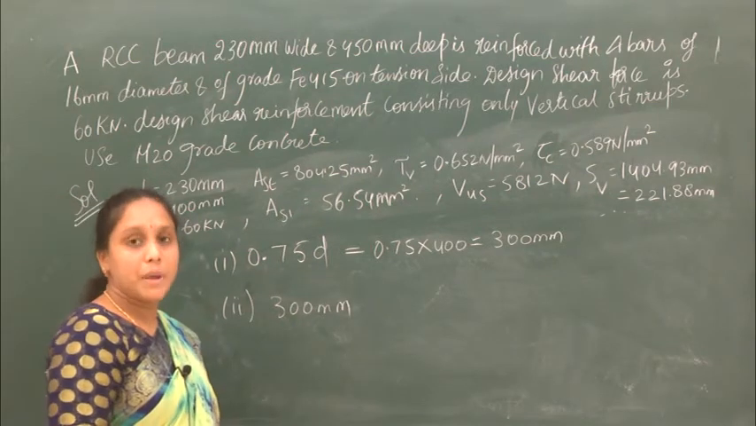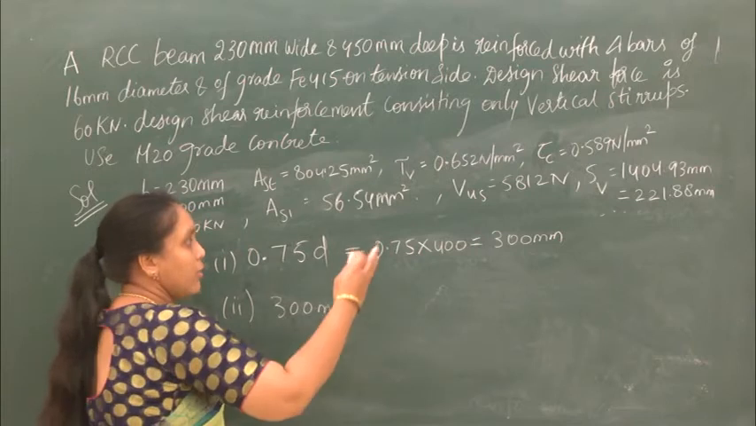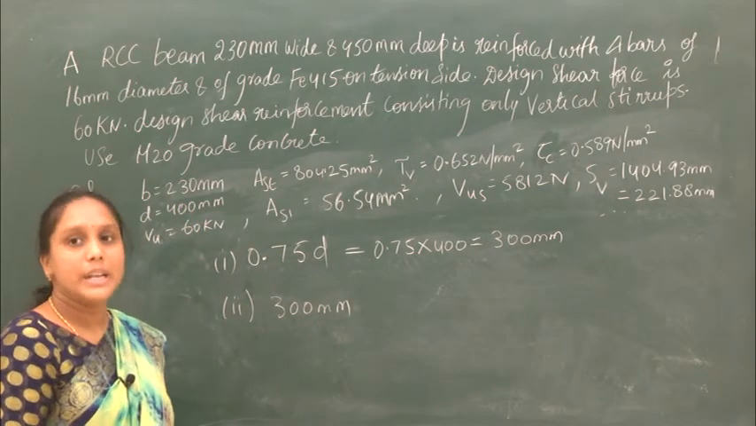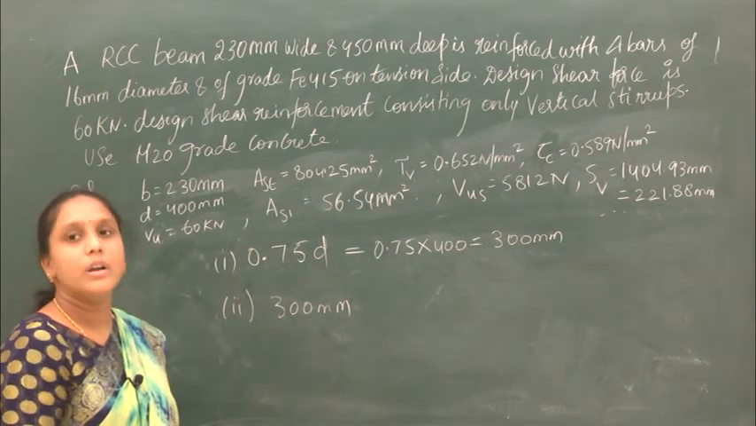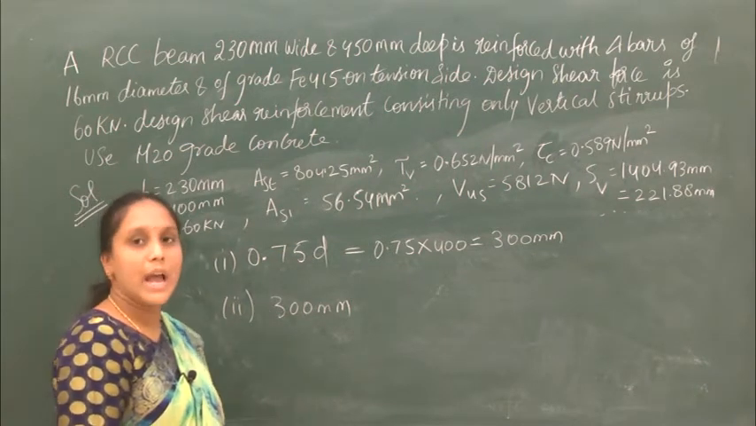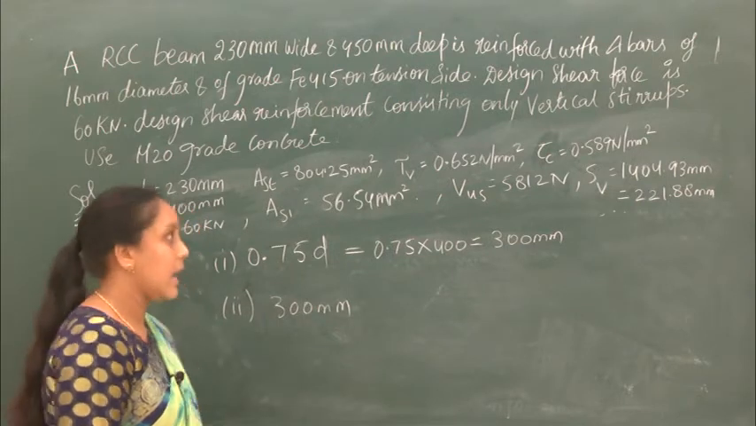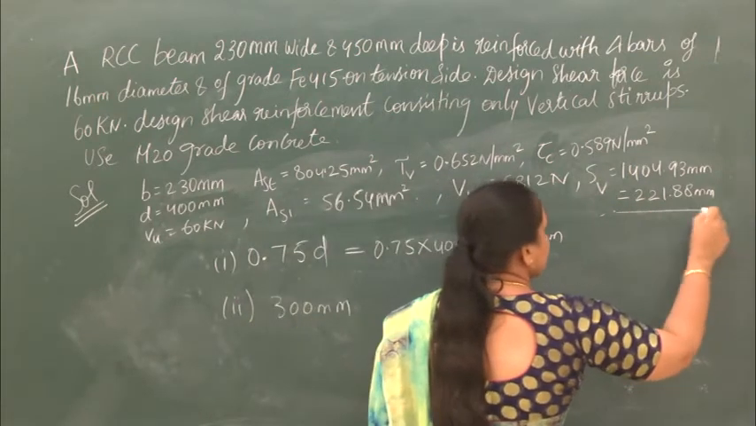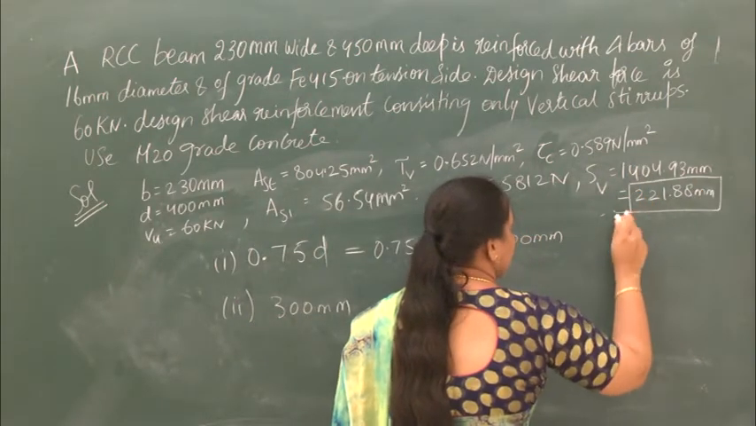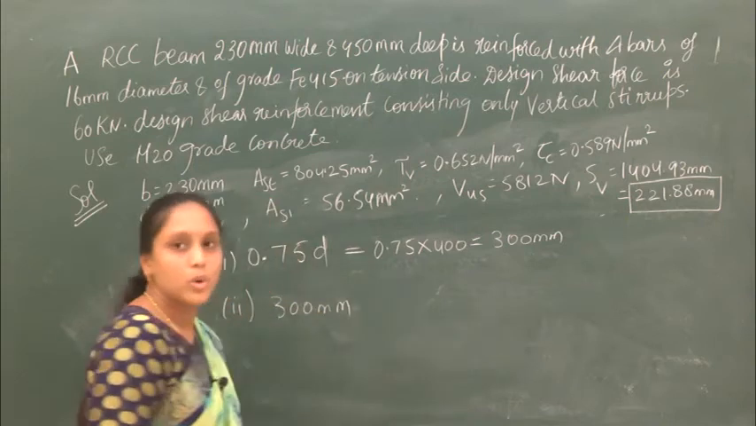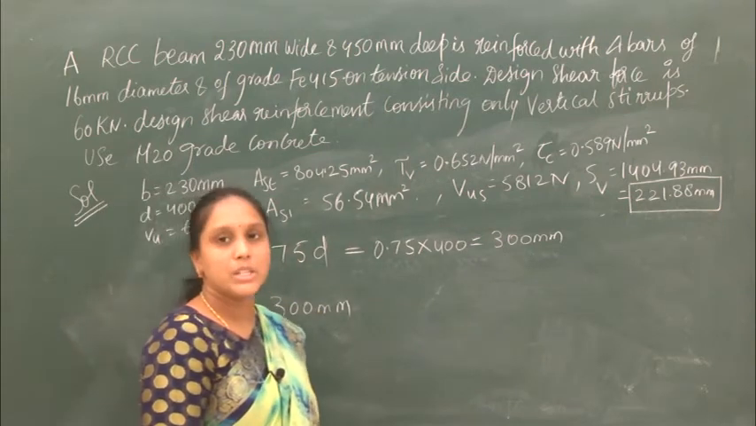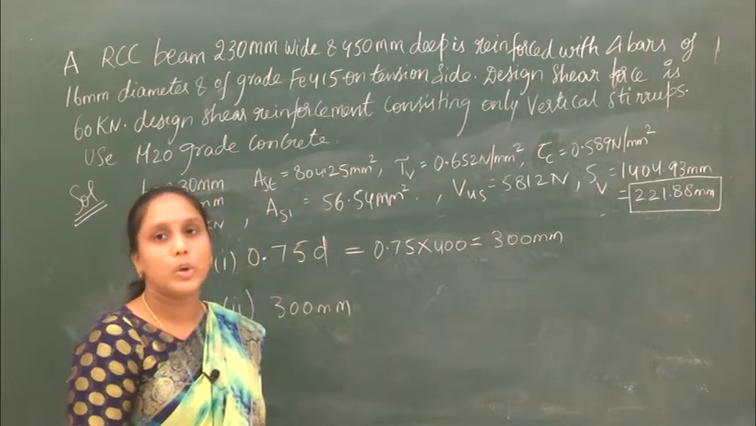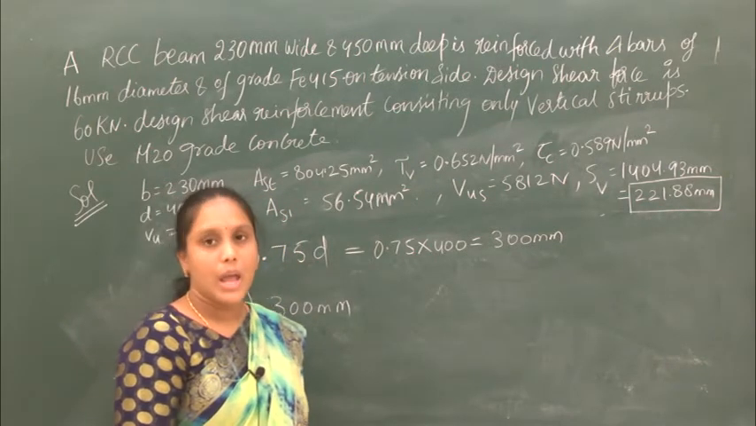Now which spacing you have to consider here out of all the four spacings? You have to consider the least one. Out of all the 4, whichever is less, that spacing has to be considered in the design. So from all the values, which value is the least? This value is the least. So what we have to do? We have to provide a spacing of 221.8 mm. That is approximately, you can take it as 222 mm.